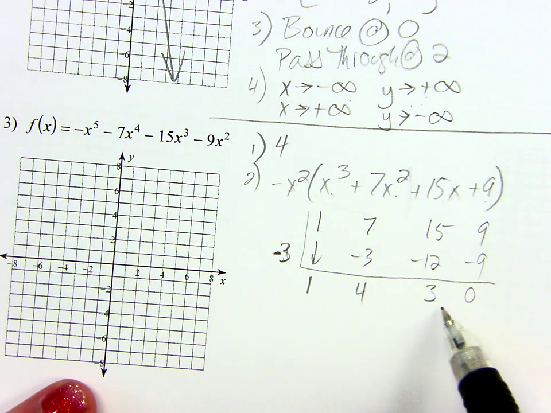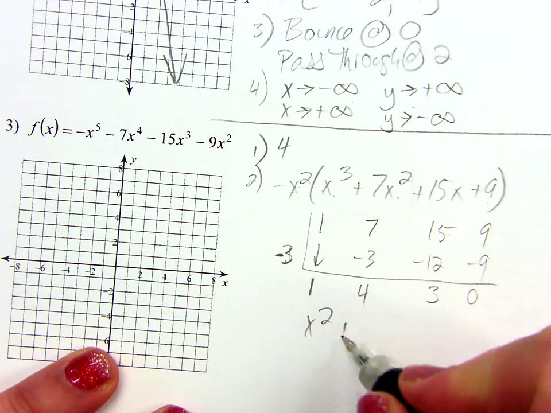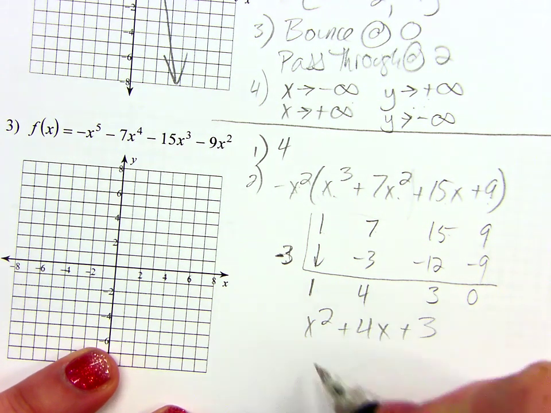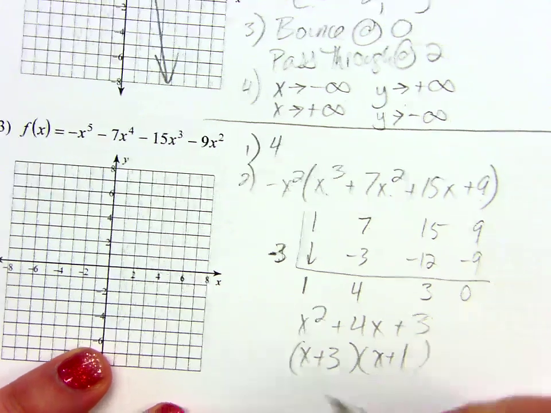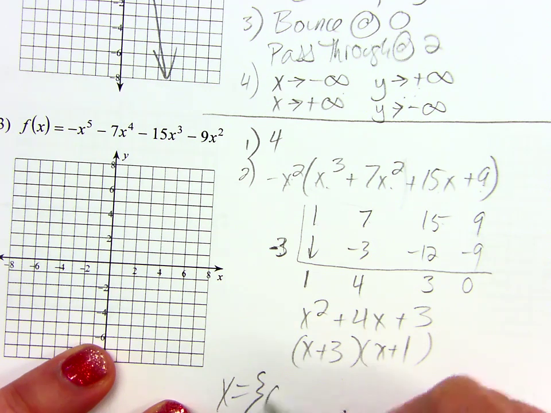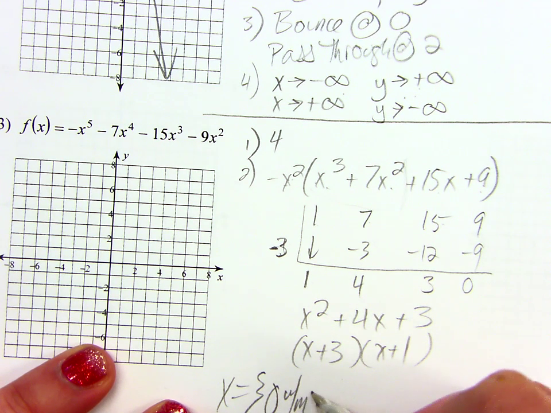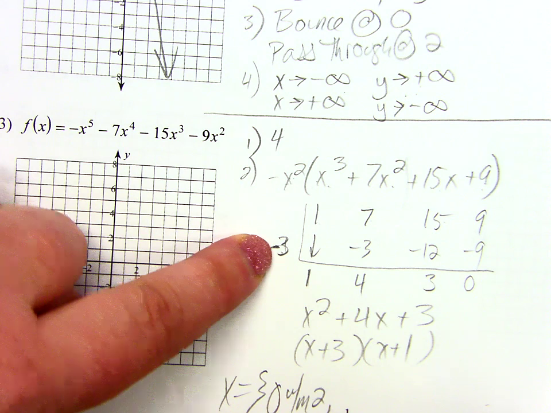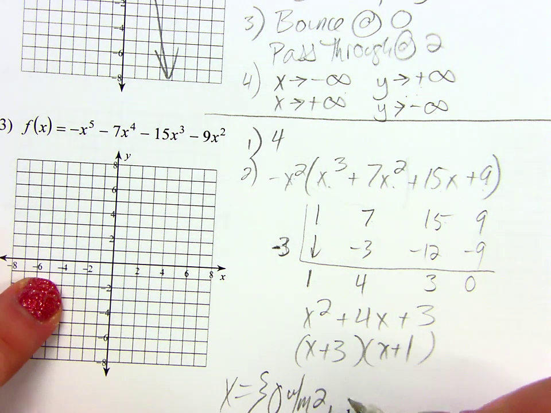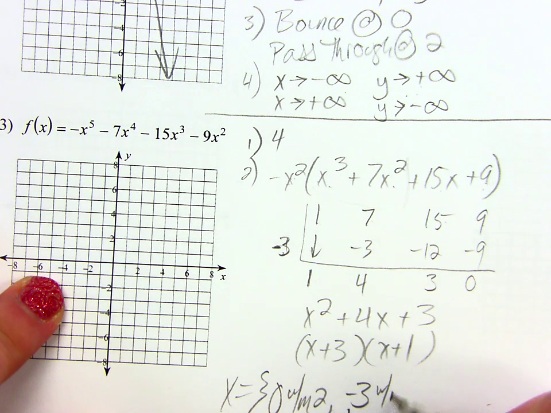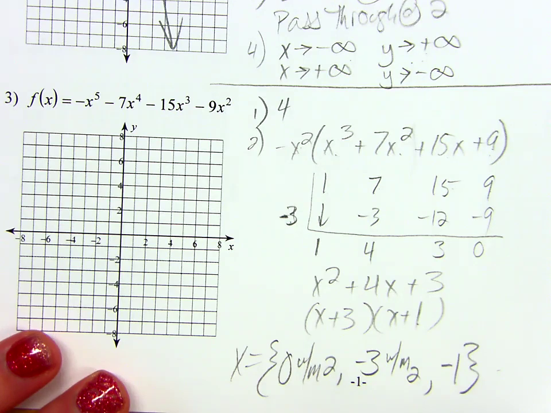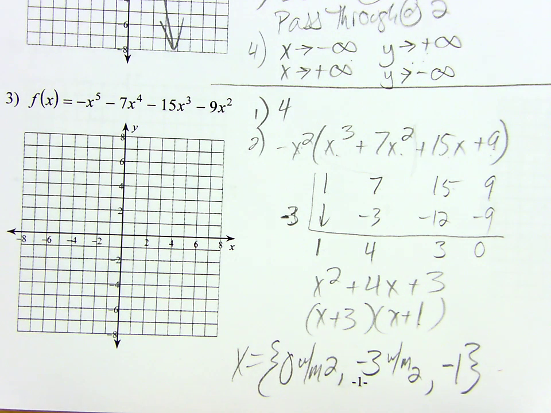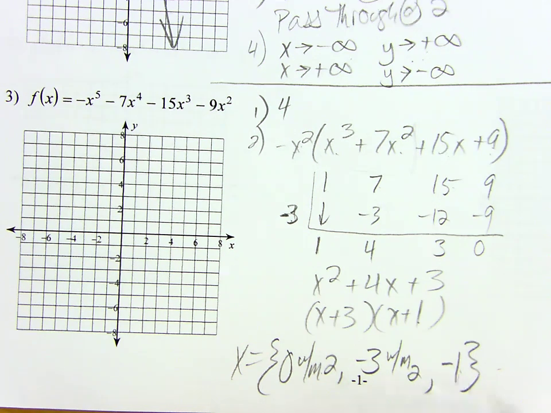And now this is a quadratic and I can solve it. That's just x squared plus 4x plus 3. And that factors into x plus 3, x plus 1. So when I put it all together, I have 0 with a multiplicity of 2. I got negative 3 how many times? Twice. So negative 3 with multiplicity of 2. And I got negative 1. There are my 5 zeros. Make sure you have them all before you start graphing. 1, 2, 3, 4, and 5.